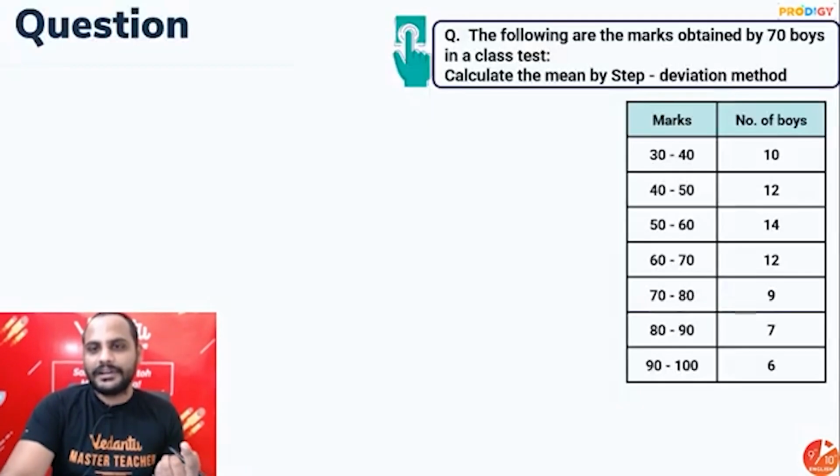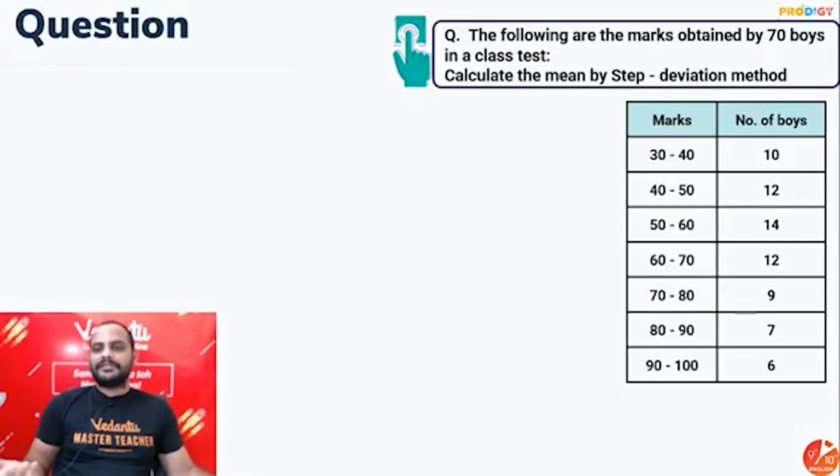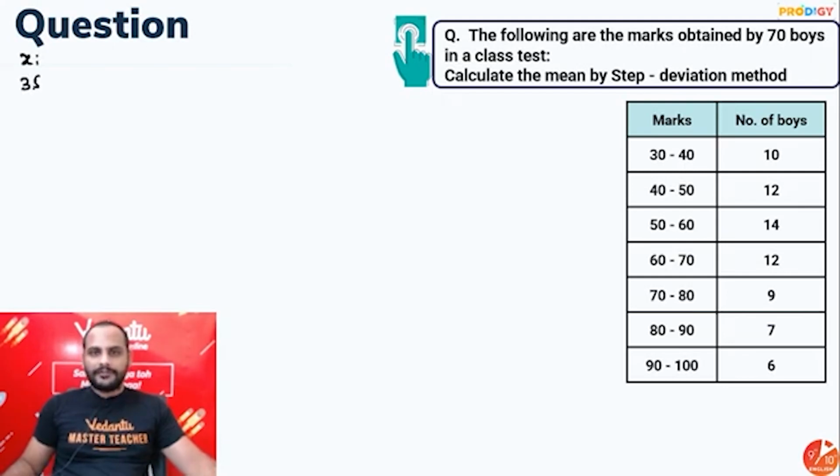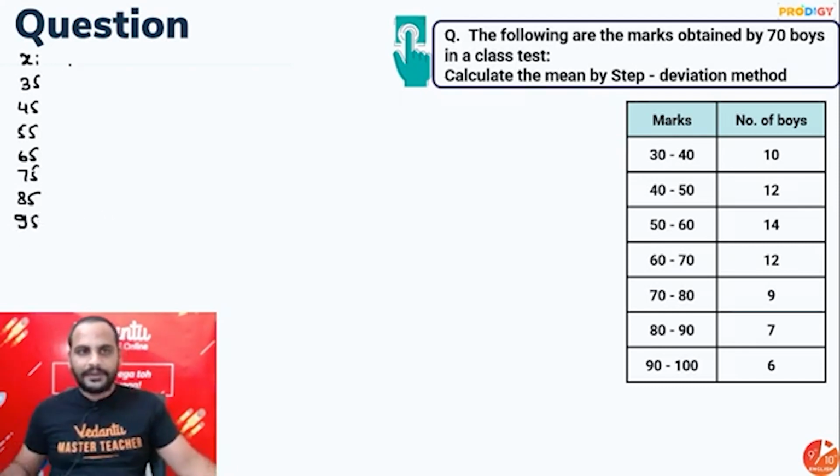Okay, here also again, look, step deviation method. If they are saying so, we will take class marks. So 30 plus 40 by 2 is 35, 45, 55, 65, 75, 85, 95, and done, up to 95. Frequency values: 10, 12, 14, 12, 9, 7, 6. All of you know this, it's easier.